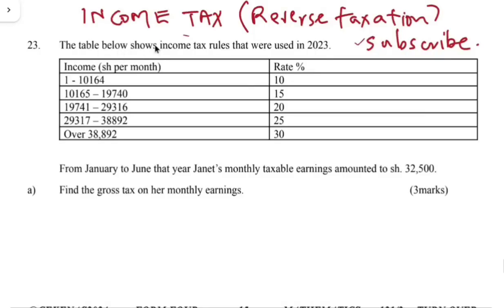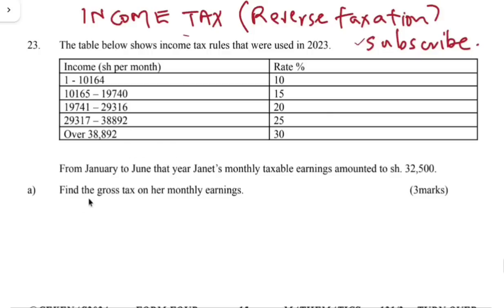Question says the table below shows income tax rules that were used in 2023. Income shillings per month ni 1 to 10,164, 10%. Nadhani hii table yote itakuwa mshaiona, so haina haja nisome bit by bit. So from January to June that year, Janet's monthly taxable earnings amounted to 32,500. Question A, find the gross tax on her monthly earnings.